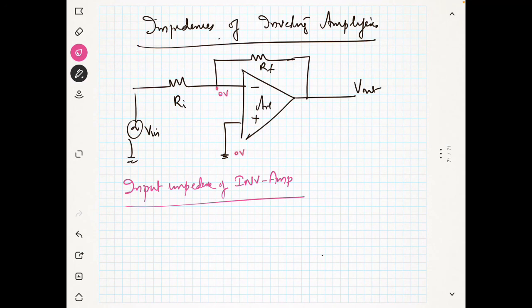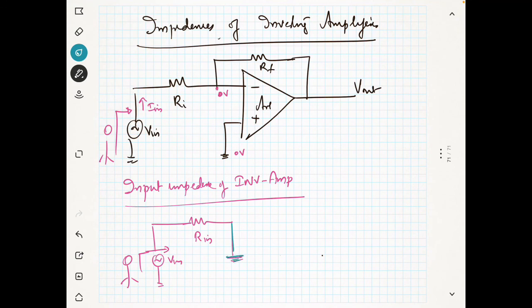So if you are standing from here and looking into the circuit, what you are going to see is some current here, Iin. This is your Vin and this is your Rin, and you are going to see something like this if you are seeing from here. And this point is 0 volt, so it is virtual ground. So what you are seeing from here, with this current Iin, is only the resistance Rin.